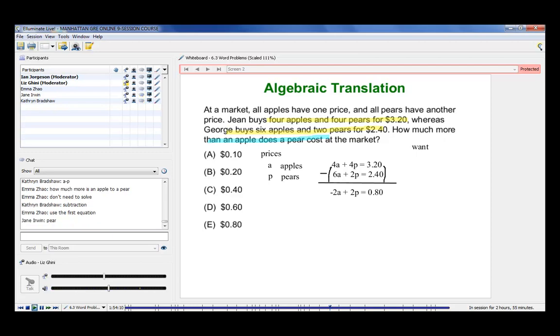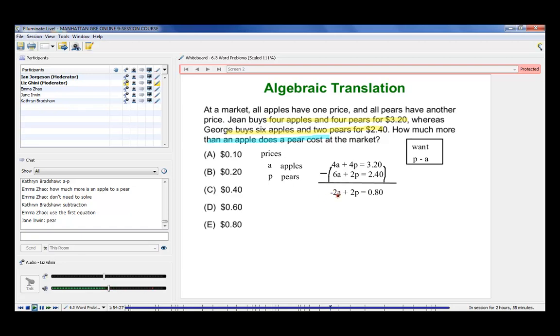Anybody see it? We made a little mistake. A pear costs more, yeah. So we need to get pear minus apple. Okay? That happens. We make little mistakes. We figure it out. All right?